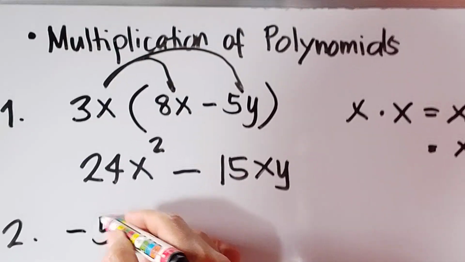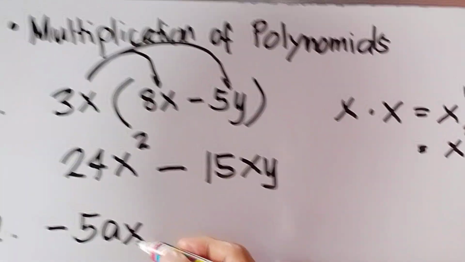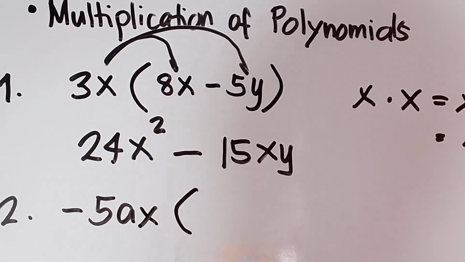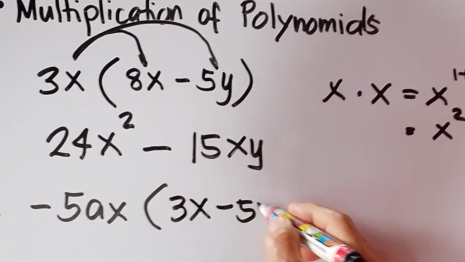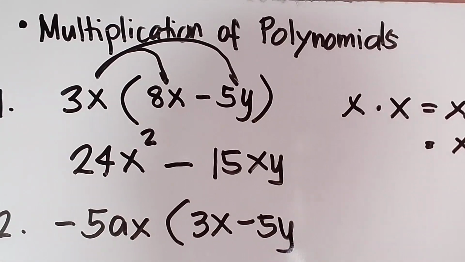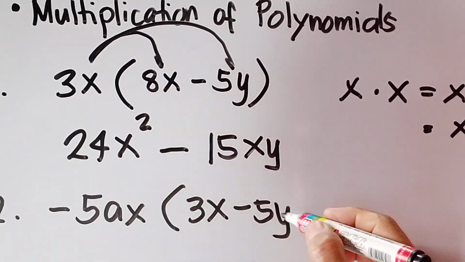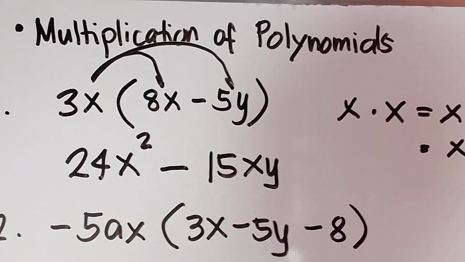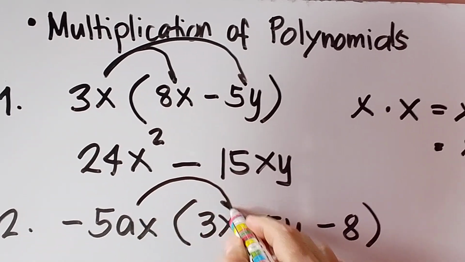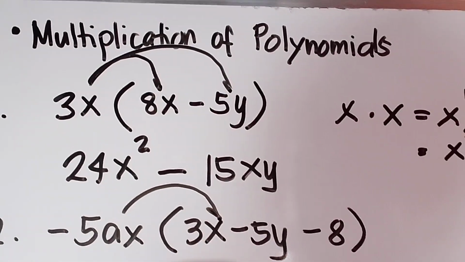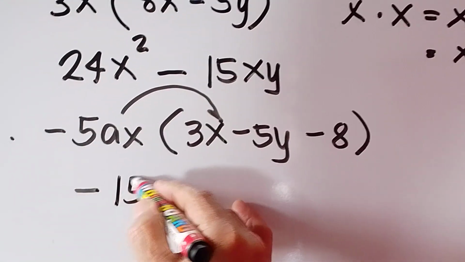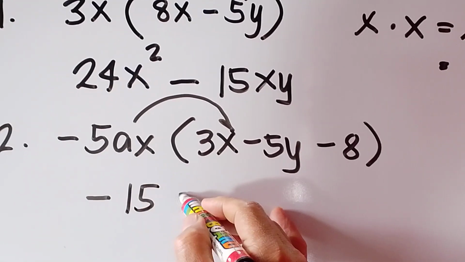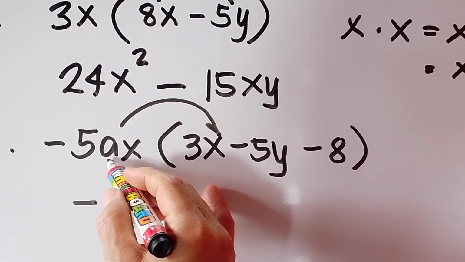Now let's go to number 2. If I have negative 5ax times 3x minus 5y minus 8, so I need to distribute. Negative times positive is negative. So 5 times 3 is 15. Just copy the variables because we cannot combine.